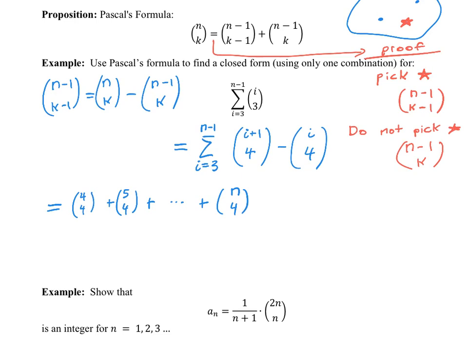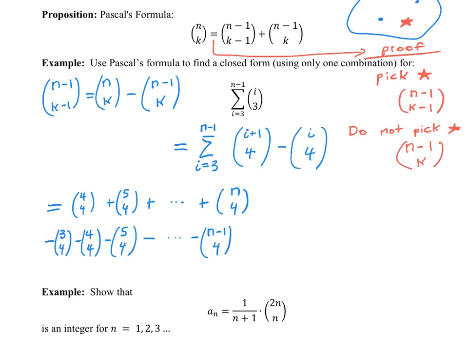Now let's do the negative terms. The first negative term, we'd plug in 3, so we would get minus 3 choose 4. Then we plug in 4 for i, and we would get minus 4 choose 4. And then we would plug in 5, and we would get minus 5 choose 4, and then minus on and on, all the way along. And eventually we would plug in n minus 1, and we would get minus n minus 1 choose 4.